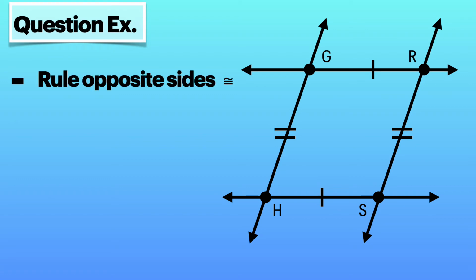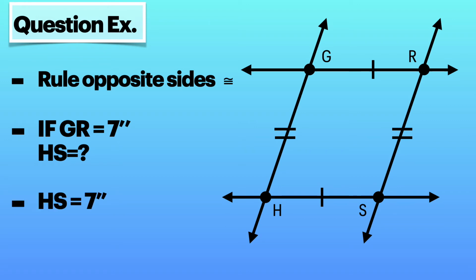In our first question, what we're going to be doing is looking at some examples associated with opposite sides. So here, if we're told we have a parallelogram, we know our opposite sides are congruent, the top and bottom, the left and right. If we're told that GR is equal to 7 inches, for instance, we can say that HS is also 7 inches because they're opposite one another.